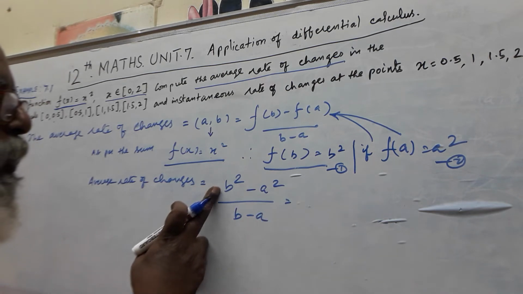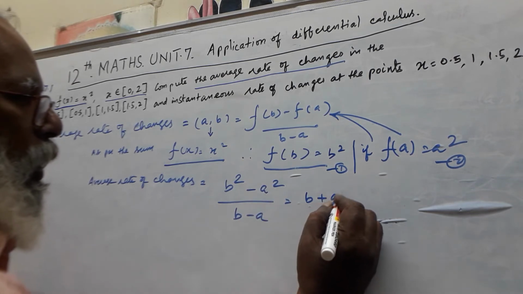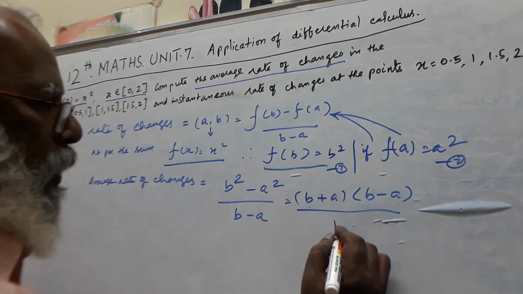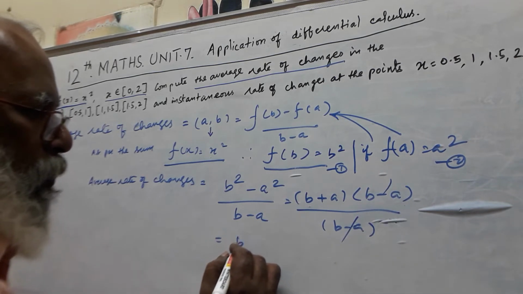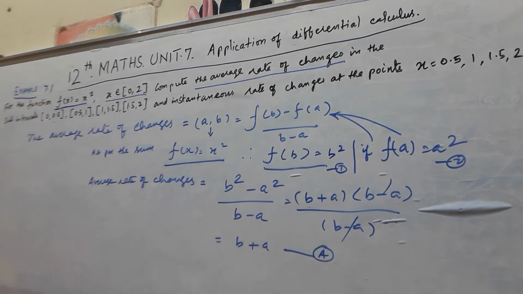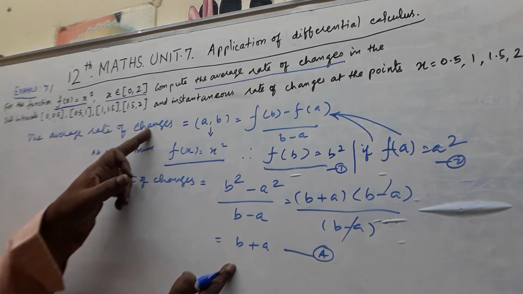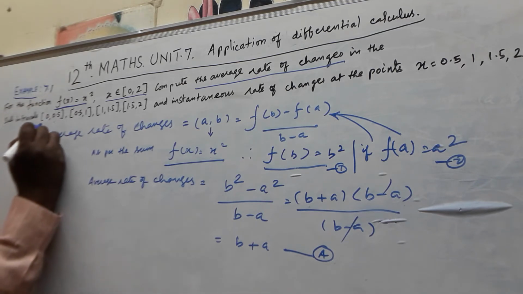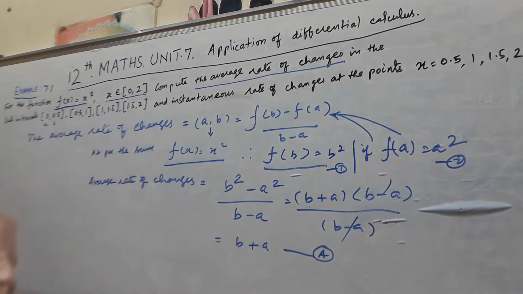Therefore, b square minus a square, that is equal to b plus a into b minus a divided by b minus a. Both are cancelled. That is equal to b plus a. This is one famous equation. This equation helps to find the average rate of change in the interval a comma b. Which one is a? This is called a. This is called b. Likewise, you have to consider for all the intervals.